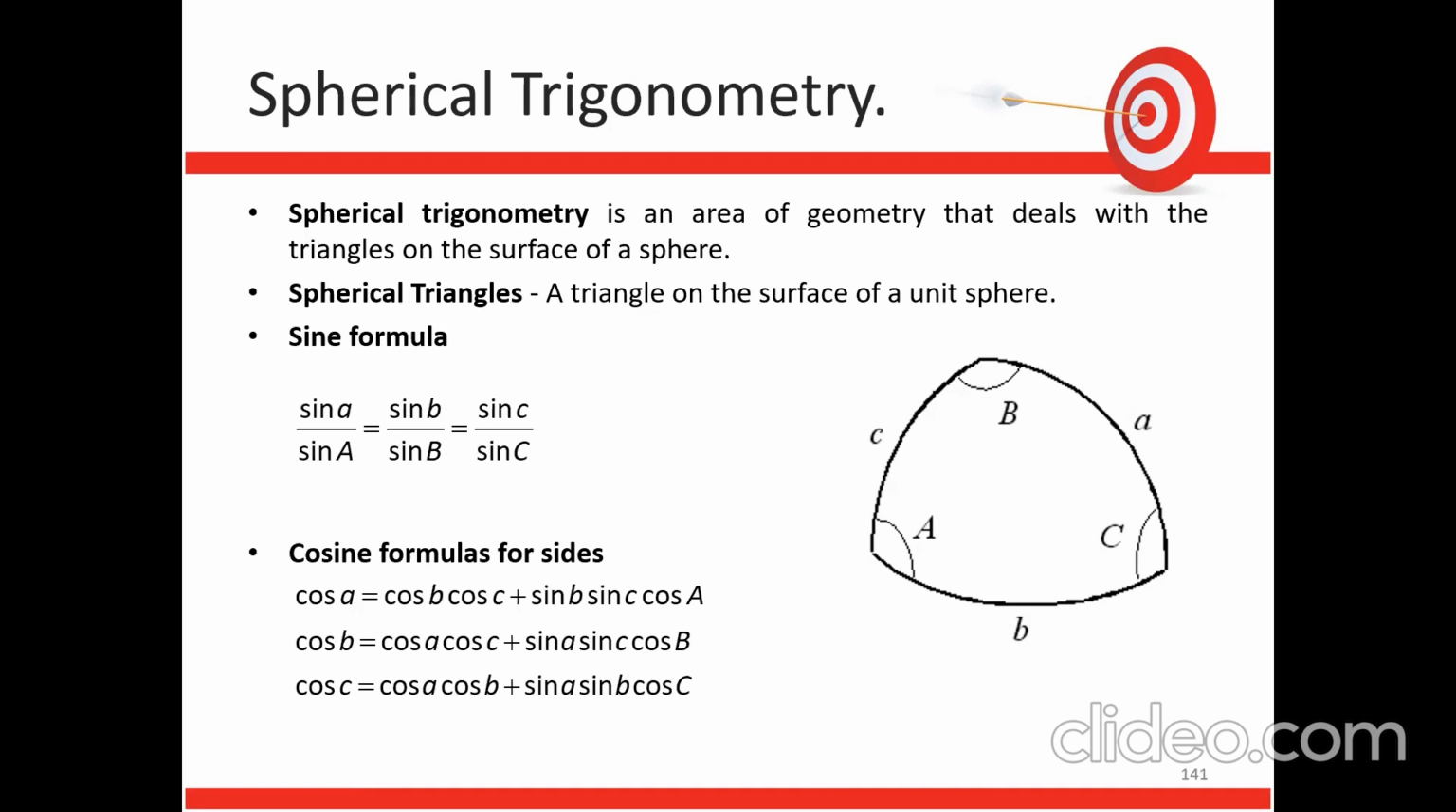Sine formula is sine a, small letter, ito yung figure, over sine A is equal to sine b over sine B, capital. Ito yung naman yung side. Lahat yan in degrees. Okay? So cosine formula for the sides is cosine a is equal to cosine b cosine c plus sine b sine c cosine A. And cosine b ganun din, cosine c ganun din. Yan. Ito yung pag nag-ano ka ng line dyan, saka line dyan, tangent. Yan yung angle ng C. Okay.